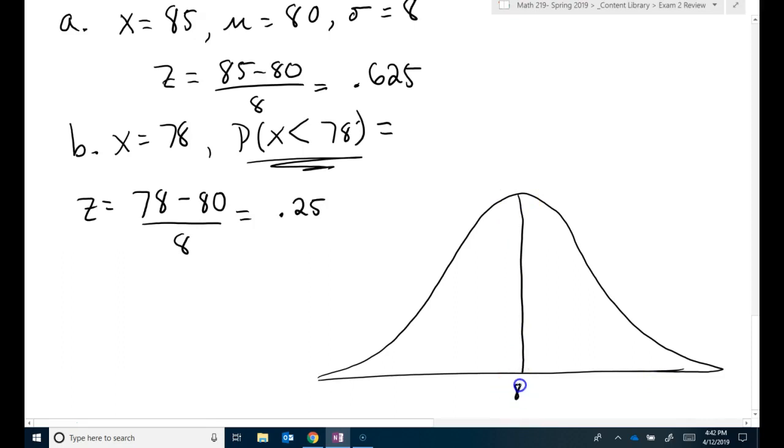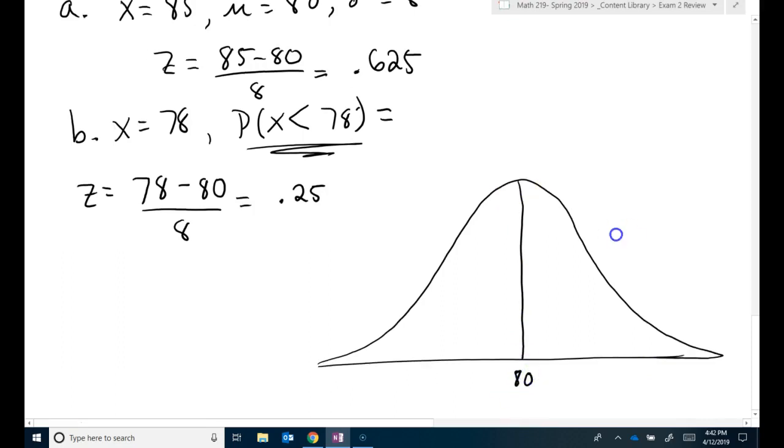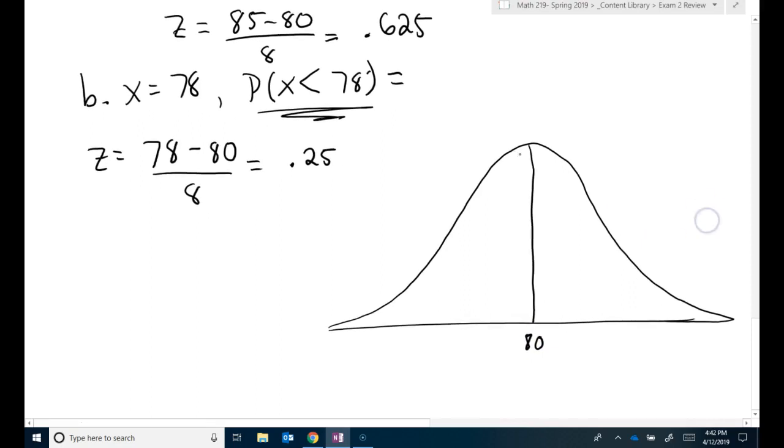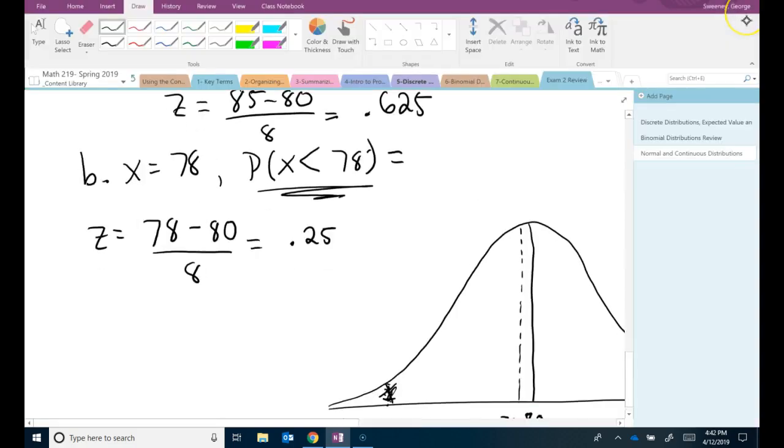At the middle is going to be my mean, 80 degrees, and then 78 is 0.25 standard deviations away from the mean, so it's right there, okay? It's not far away from 80. If I drew it over here, that'd be wrong. That's way too far away from 80, all right? Am I going to take out a ruler and figure it out? No, but if it doesn't look right, it's not going to be right, okay?